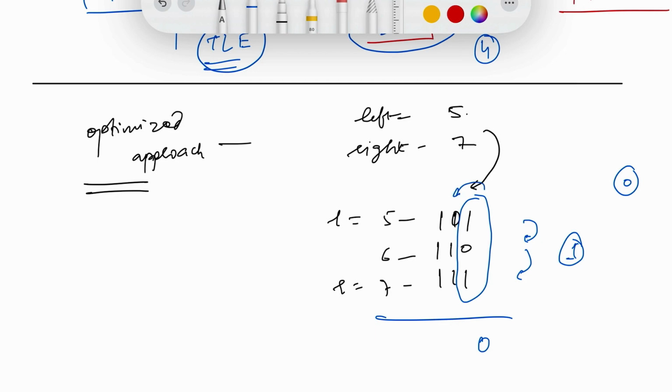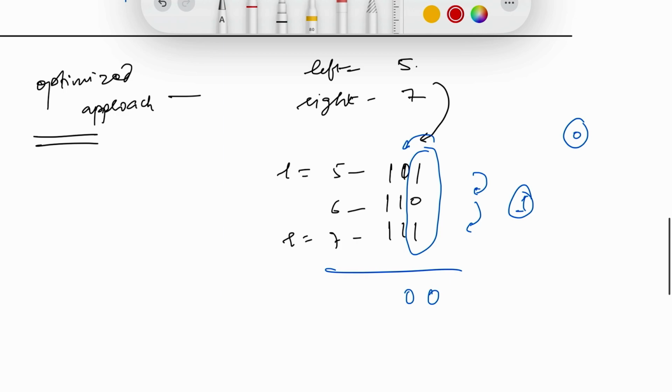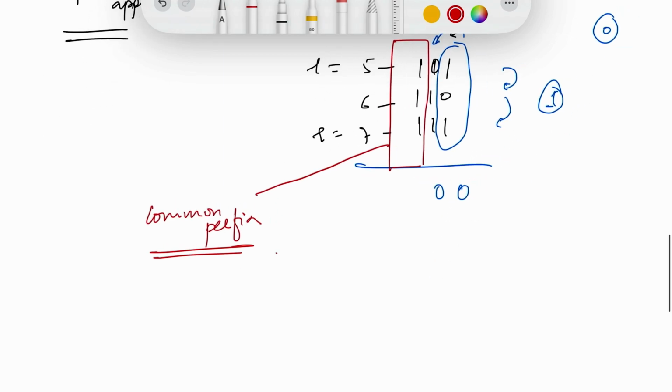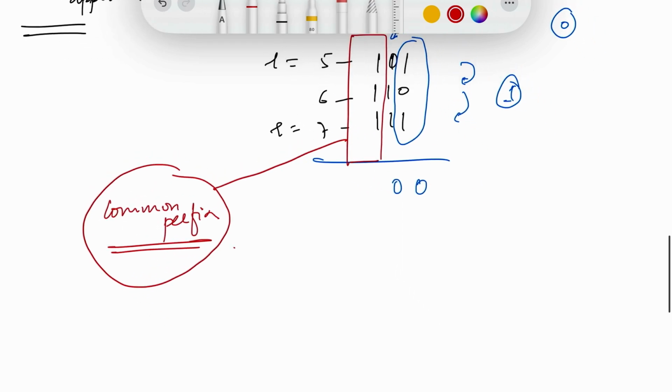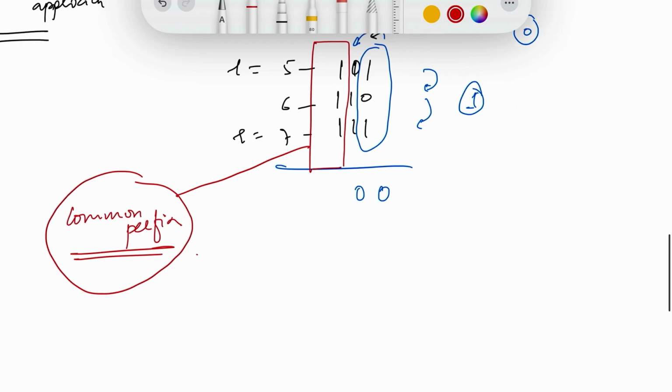Similarly for the second last column, if we have at least one 0, we will get 0 in our answer. So what is the trick here? The trick here is that we have to figure out the common prefix. We have to get the common prefix of all of these binary representations. So for this common prefix, how do we do it?